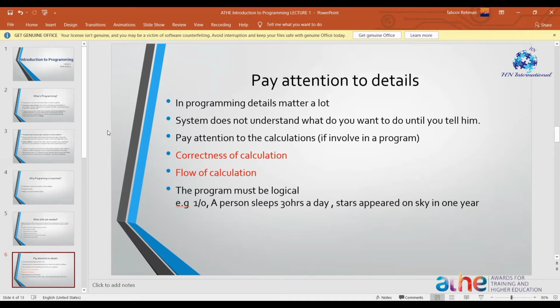Basically the programming language is dependent upon your logic, like how you create a logic for performing a task. If you are writing a code, your logic must be clear about that program.